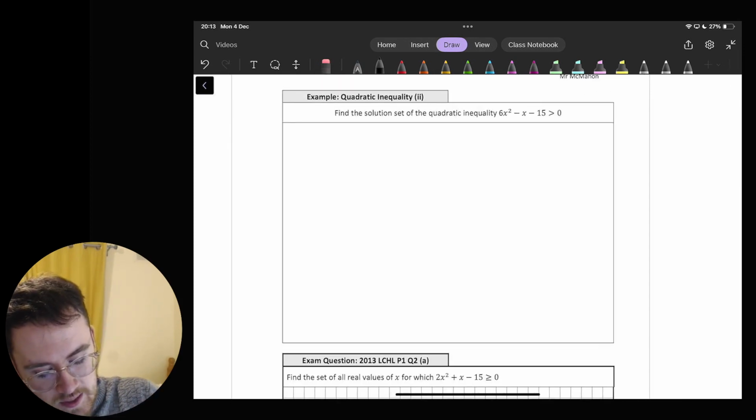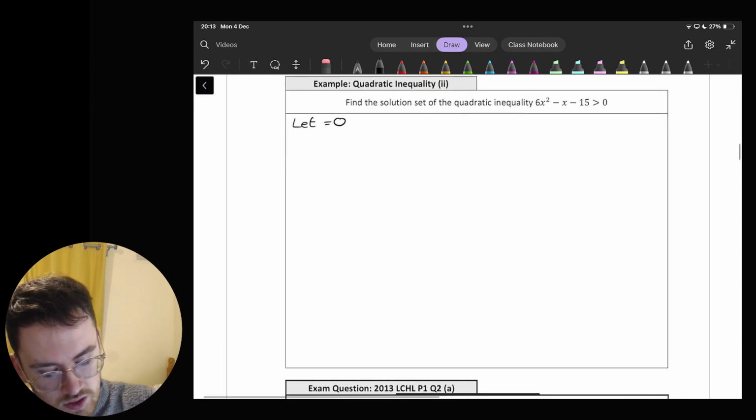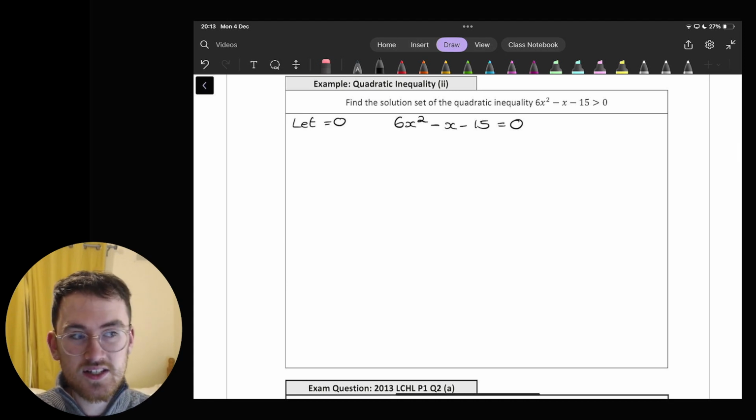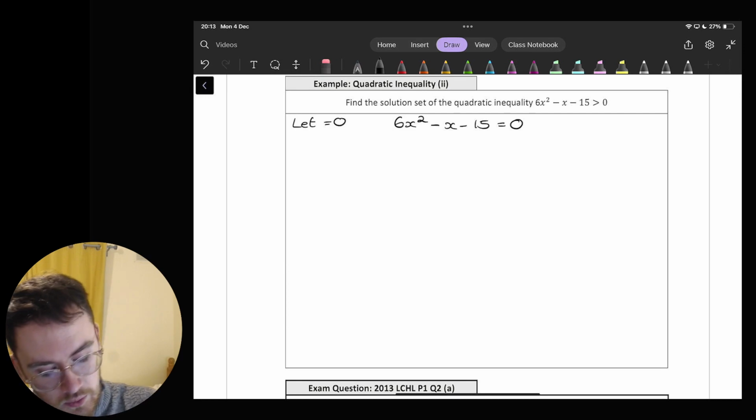Let's just apply the same idea for the next one. So first of all, I'm going to let it equal to 0. That's going to let me find the roots, which are going to let me then draw my sketch of my graph. And in doing that, I'll be able to better get a sense of where my solution set is going to be, whether it's going to be above the x-axis or below the x-axis.